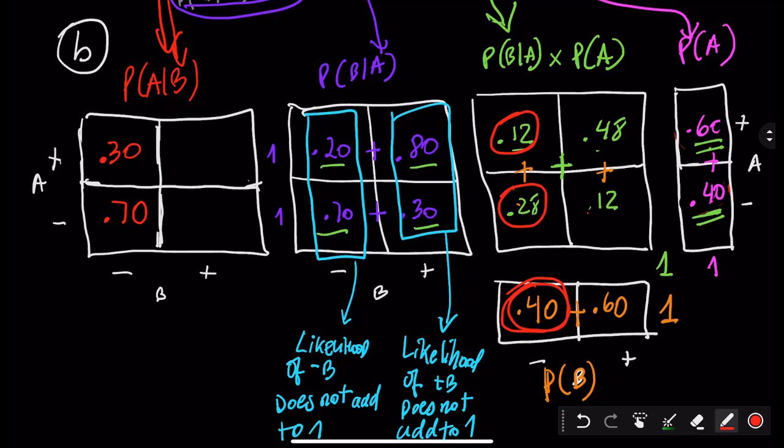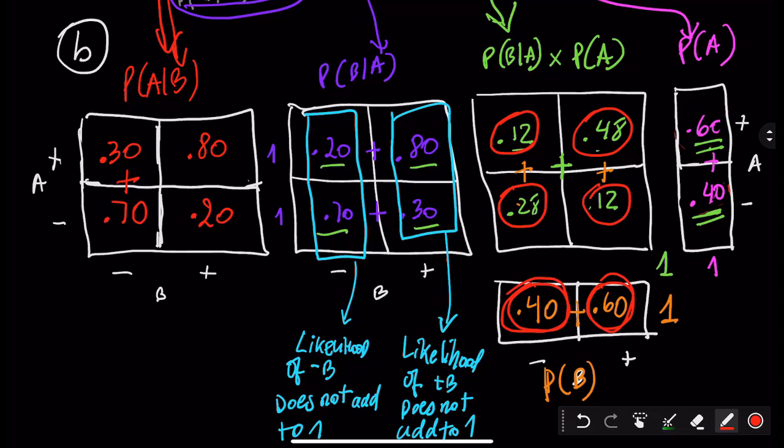And we do the same with the values on the right column of the green grid, 0.48 divided by 0.60, and that's 0.80, and then 0.12 divided by 0.60, and that's 0.20, and 0.80 plus 0.20 should add to 1, which it does.